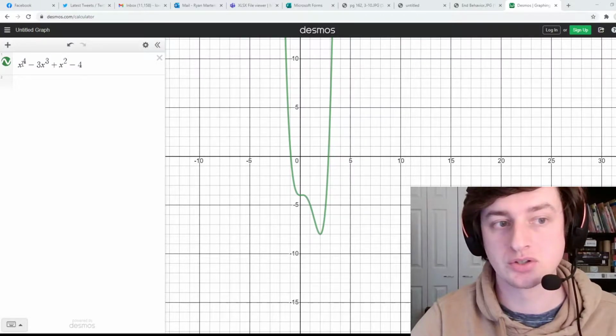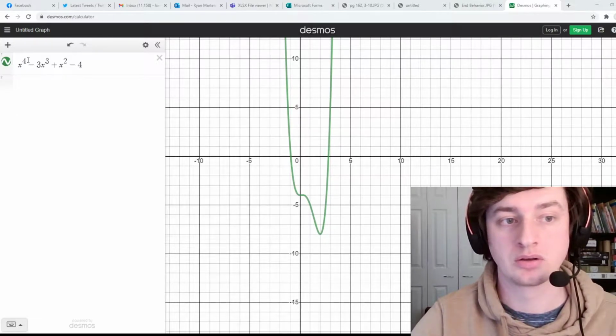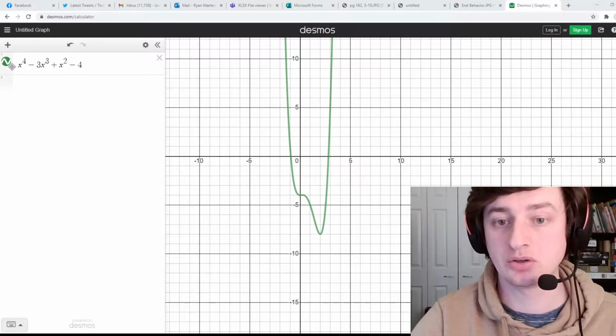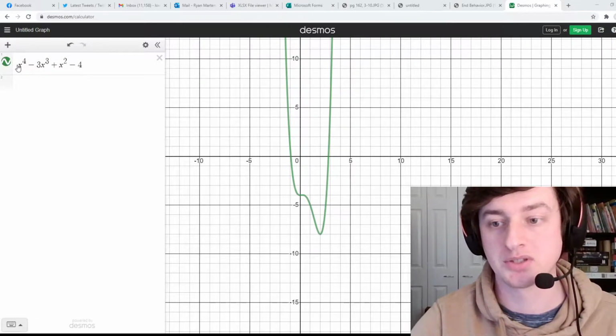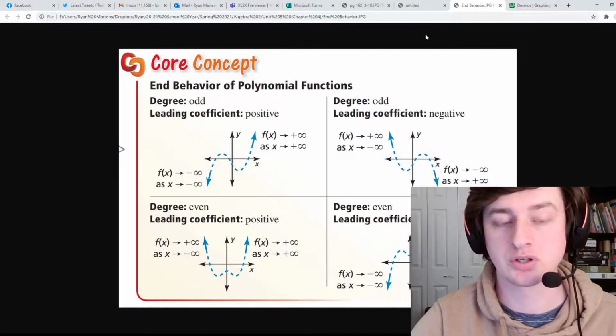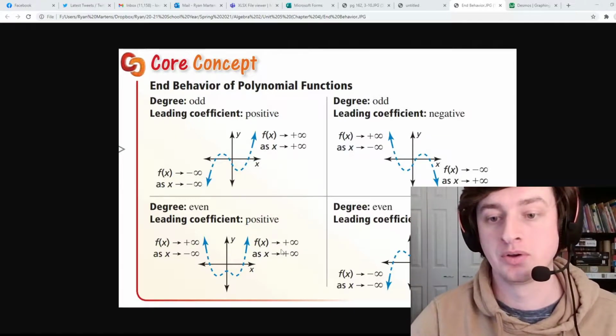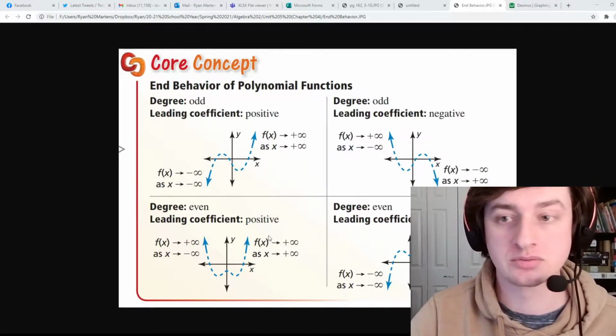So this part right here is the degree. The exponent is even. And so the degree is even. And the leading coefficient, the number in front of this x to the fourth, because it's written in standard form, is positive. So if we were to look at our end behavior chart, we have an even degree here and a positive leading coefficient. So the end behavior, the ends of the graph, the extremes of the graph, are going to follow these instructions.